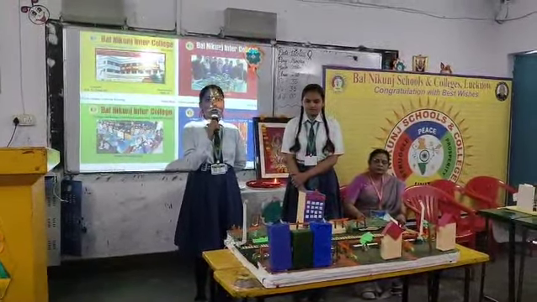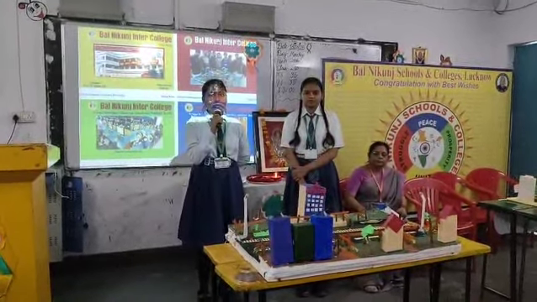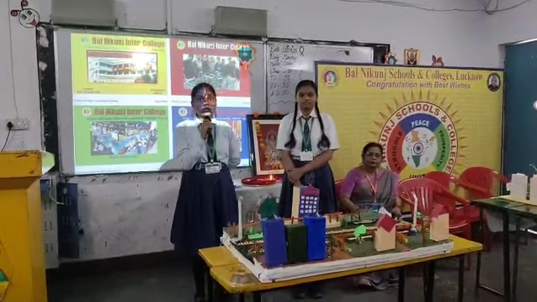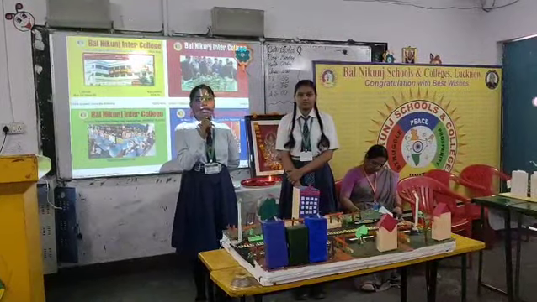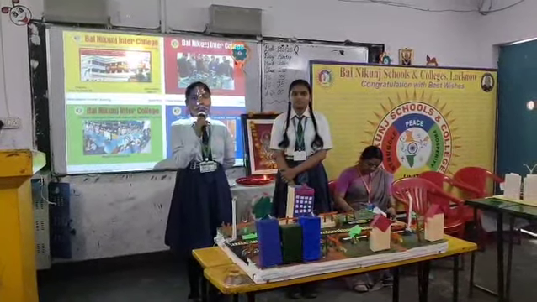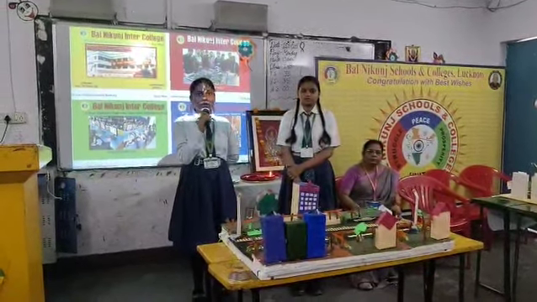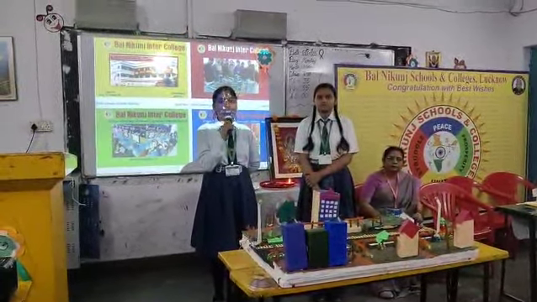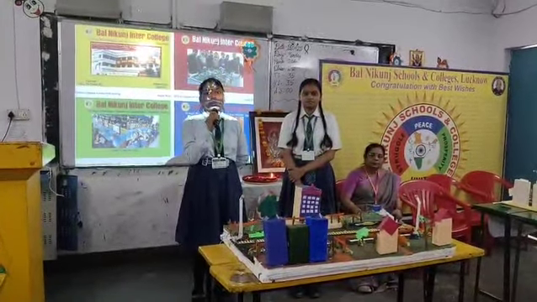The name of my model is Automatic Street Light Controller. Firstly, I want to tell you about the components used in this model. The first component is the IR sensor, whose full form is infrared radiation sensor, and the second is the LDR, light dependent resistor. We also use batteries, LED lights, and a microcontroller, Arduino.